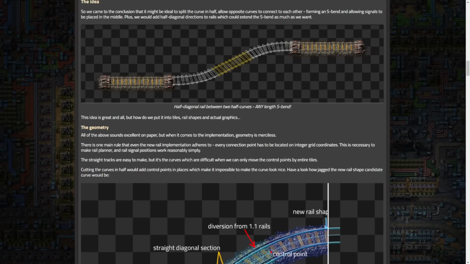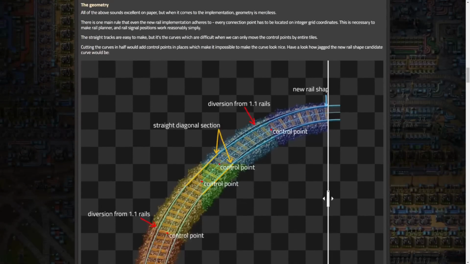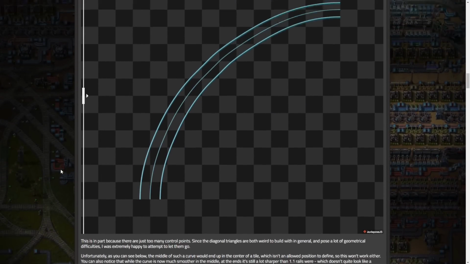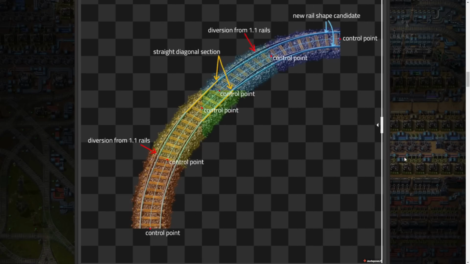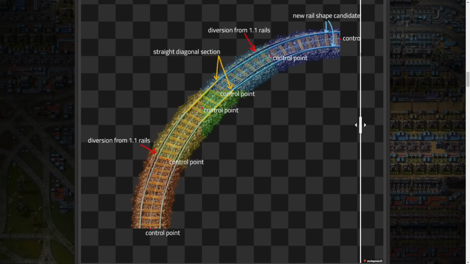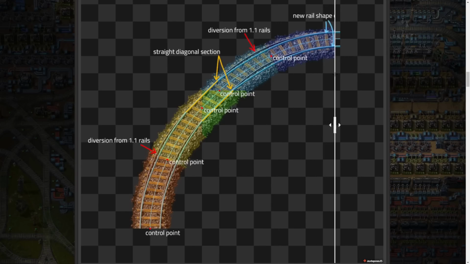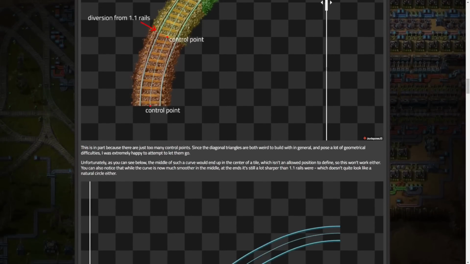And then they say cutting the curves in half would add control points in places which make it impossible to make the curves look nice. Have a look how jagged the new rail shape candidate curve would be. So basically, this is just an indication here. You can see this blue line, where it deviates from the current 1.1 rails, and you can see it's just not super great. It definitely doesn't line up currently because the control points aren't really where they should be. So that becomes a problem. It doesn't look too good.